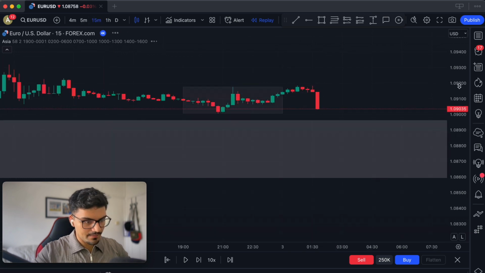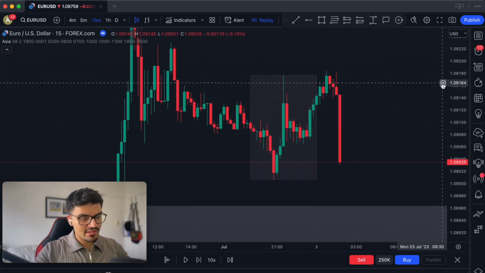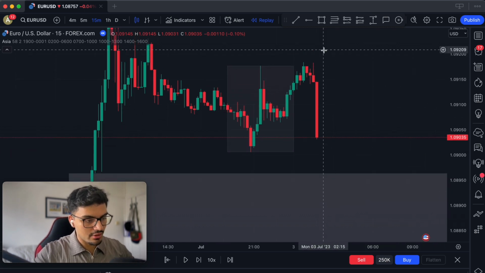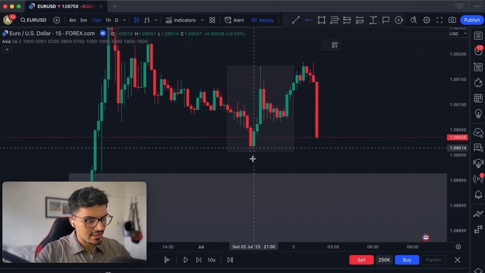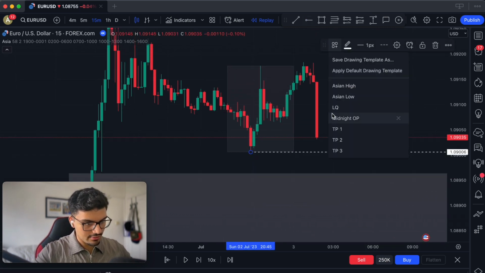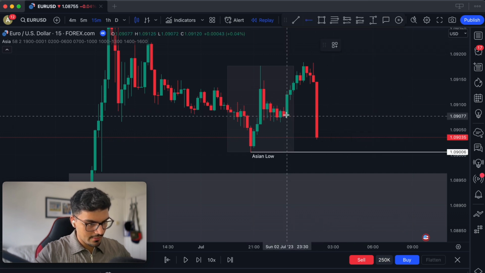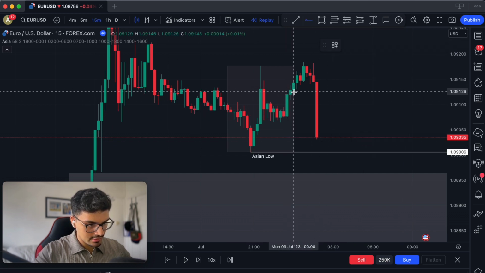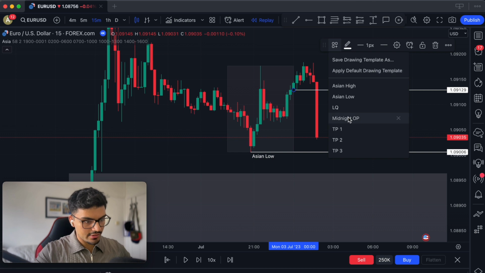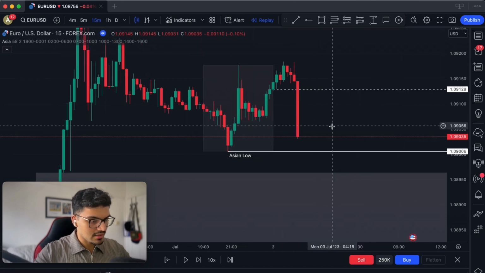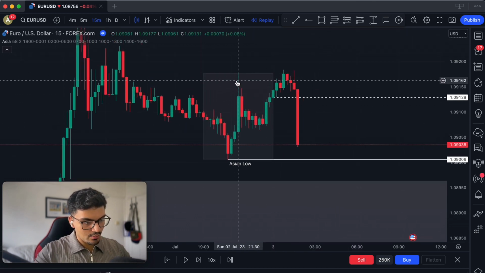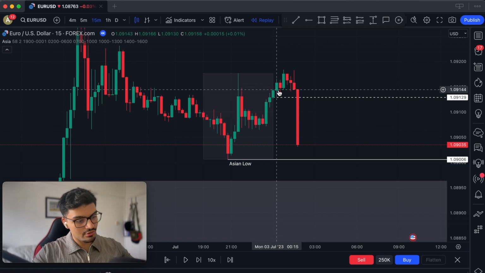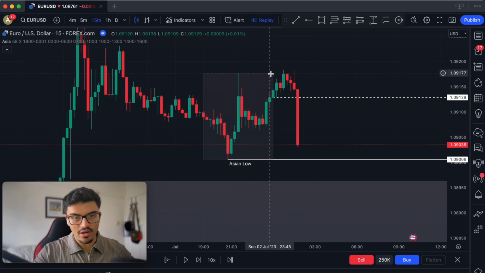Now on the 15 minute, what did we see? Since I'm bullish, I want to see the Asian low get taken out, and only then am I interested in a trade. So we get our Asian low there, and we get our midnight opening price right there. So what can we see? Once the session opened, we took the Asian high first.